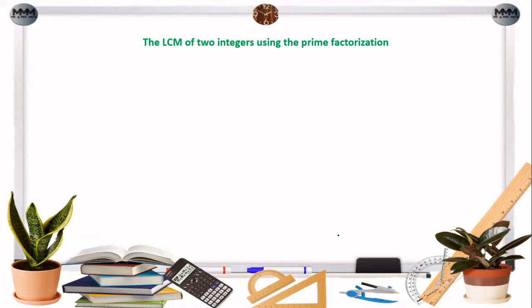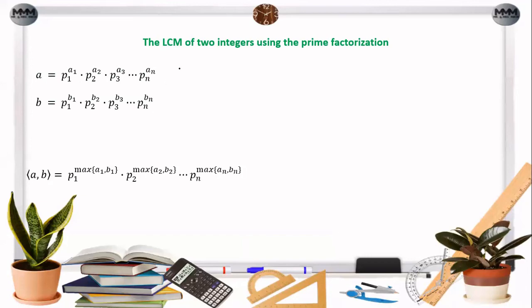Now let's proceed to finding the LCM of two integers using also the prime factorization. Again, we let two integers, A and B, written as a product of primes with this representation here. And to get the LCM, by the way, this is the symbol for LCM, we consider the maximum of its exponents. Wherein for our GCD, we considered the minimum of their exponents. But here, we consider the maximum.